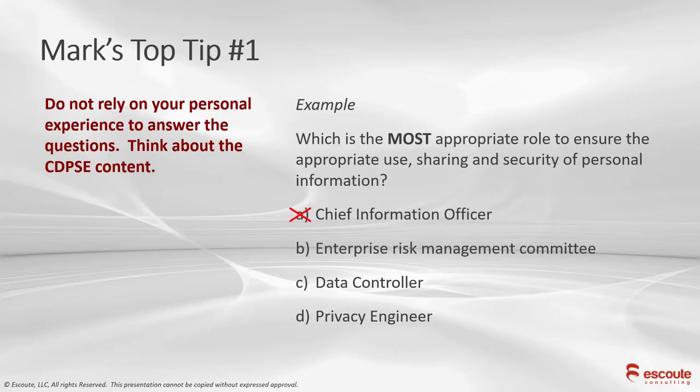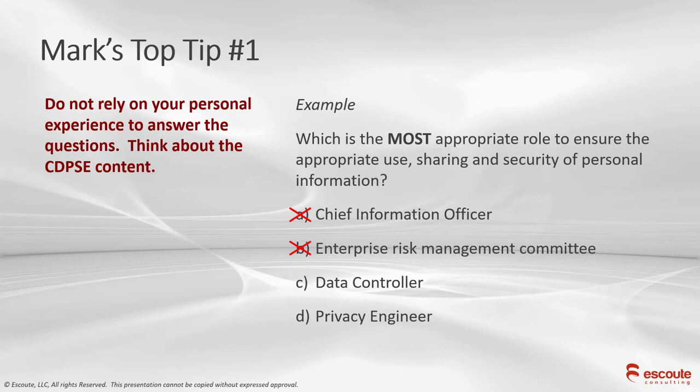B says Enterprise Risk Management Committee. I like that one because it might be something that your organization does, but although it's an identified role in CDPSE, it's not really appropriate here. This committee is responsible for the enterprise decision-making, setting the framework to collect and organize data and monitor privacy risk. Let's cross that one off. C, data controller. Hey, I kind of like this one because according to CDPSE, the data controller ensures that appropriate use, sharing, and security of personal information is adhered to. Let's keep that one. I like it.